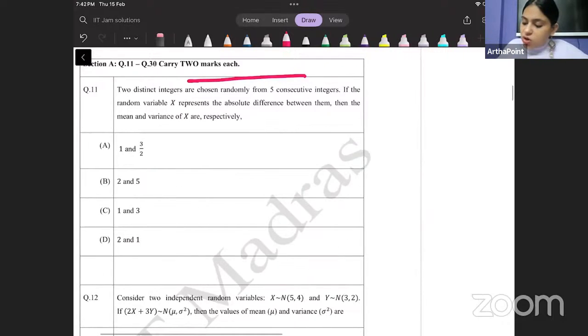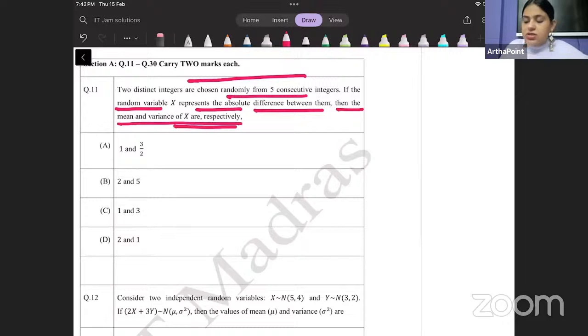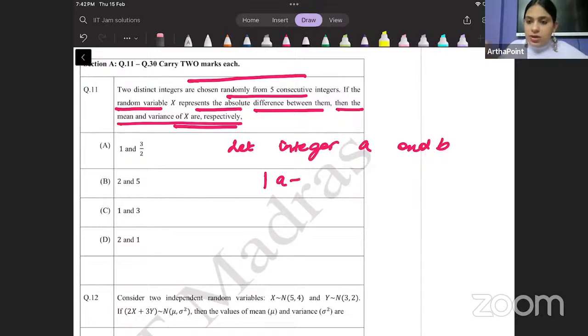Two distinct integers are obtained from randomly chosen 5 consecutive integers. If the random variable x represents absolute difference between them, find the mean and variance of x respectively. So you can go ahead and say that let the integers be a and b, and you just याद रखना यहाँ पर आपका जो keyword है, that is absolute difference between them, right?